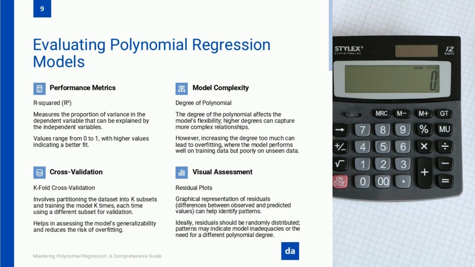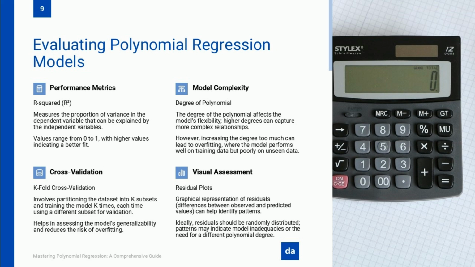Model complexity plays a significant role in evaluation. Increasing the polynomial degree often reduces training error, but it does not always improve validation performance. This is where techniques like adjusted R-squared help. Unlike regular R-squared, adjusted R-squared penalizes excessive complexity by adjusting for the number of predictors in the model. This ensures that adding more polynomial terms only improves the model if they genuinely contribute to predictive accuracy.